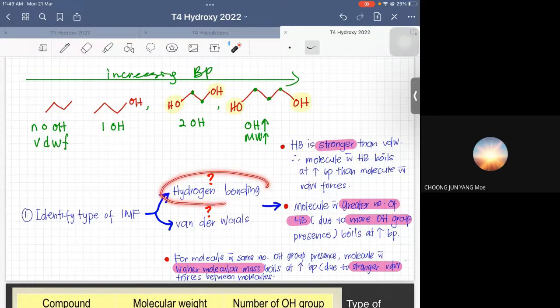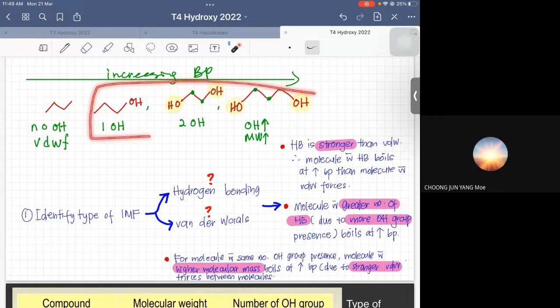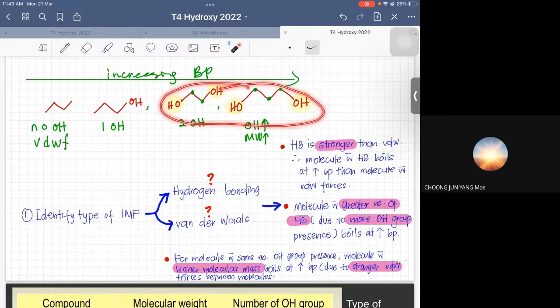Kemudian, kalau ada hydrogen bond, kena consider juga molecule with greater number of OH group, due to more OH group presence, boil at higher boiling point. So, bila diorang ni dikatakan mempunyai boiling point yang lebih tinggi sebab diorang ada hydroxyl group, kita kena consider bilangan hydroxyl group. So, yang lebih banyak hydroxyl group, lebih tinggi boiling point.